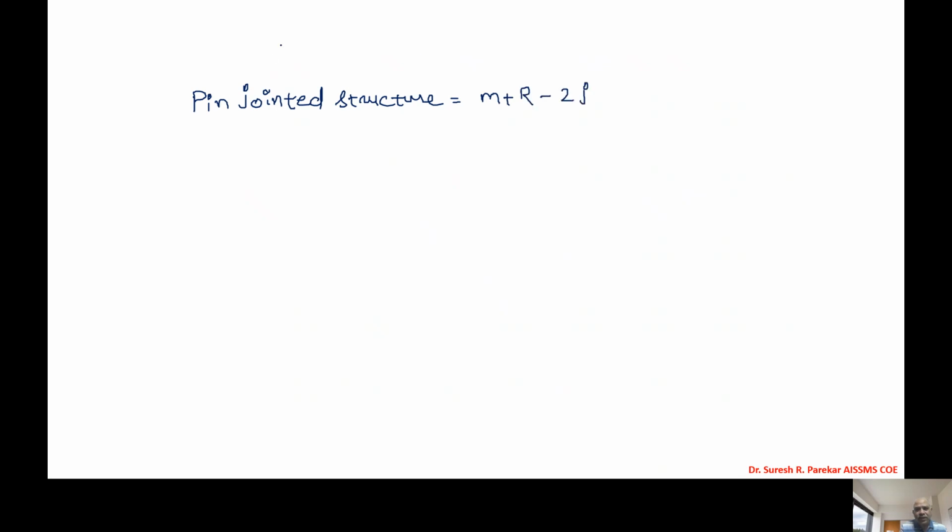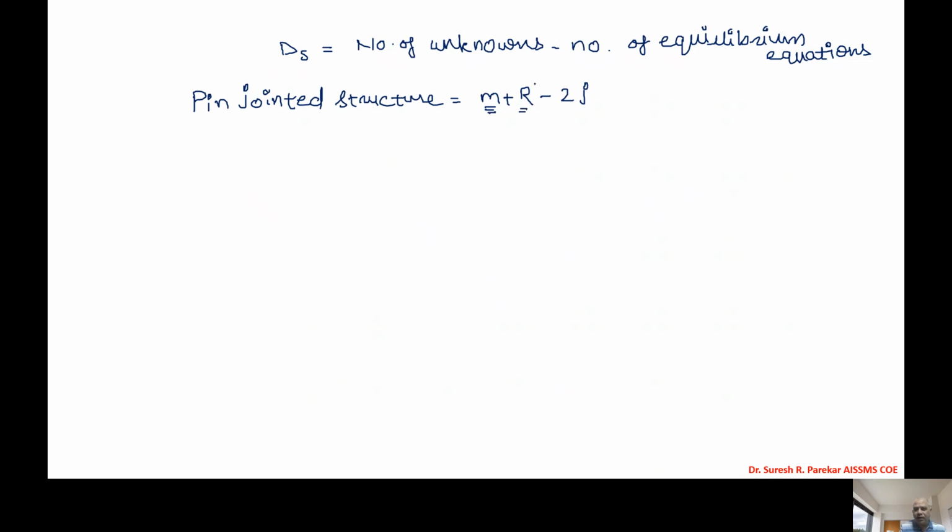So actually what is ds? ds is the number of unknowns minus the number of equilibrium equations. So in case of a pin jointed structure, we have axial force in the member. So a member has only one force. R will be the number of reactions. So these are the number of unknowns.